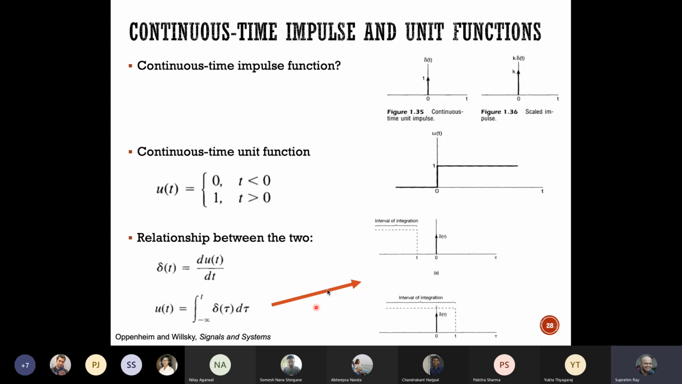What's your name? The fellow who talked about the measure? Chandrakant. Okay. So Chandrakant, you're talking about the Lebesgue measure. Yes, sir. Okay. So there are more complex ways of interpreting all these questions.